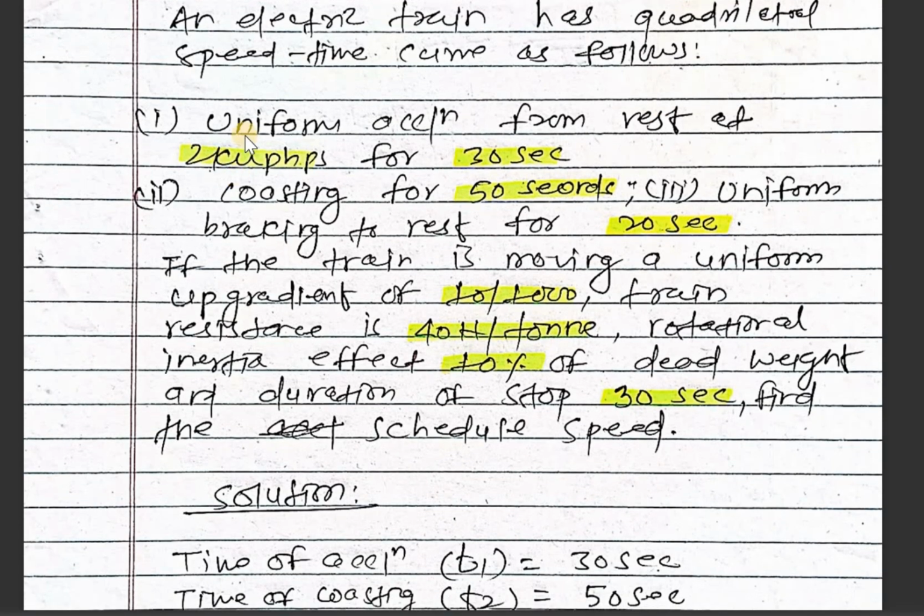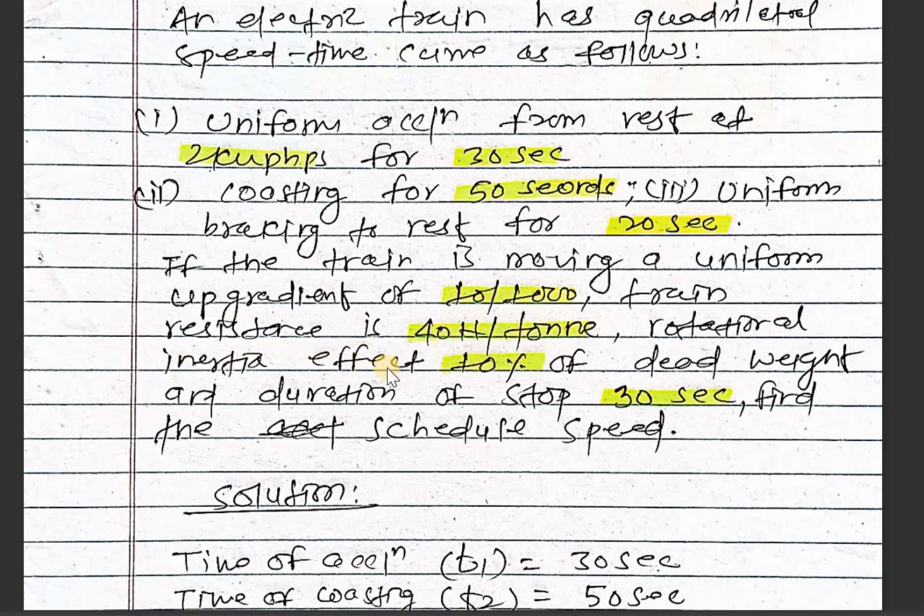The first condition is uniform acceleration from rest at 2 km per hour per second for 30 seconds. The second is coasting for 50 seconds. The third is uniform braking to rest for 20 seconds. The train is moving up a uniform gradient of 10 in 1000. Train resistance is 40 newtons per ton.